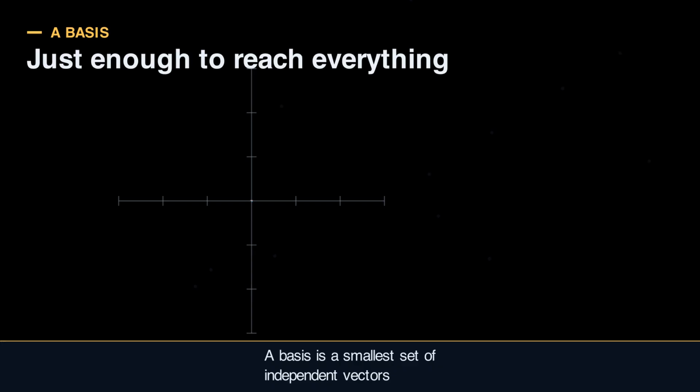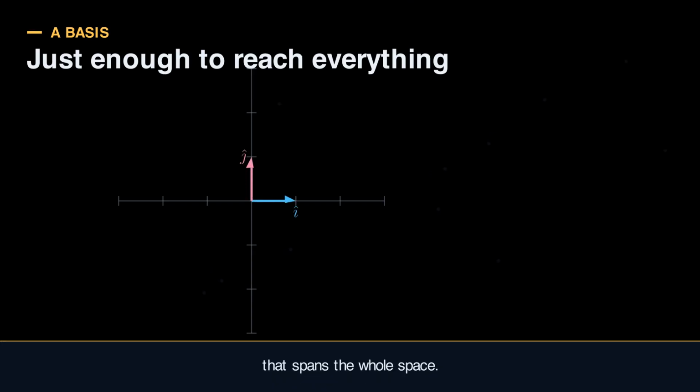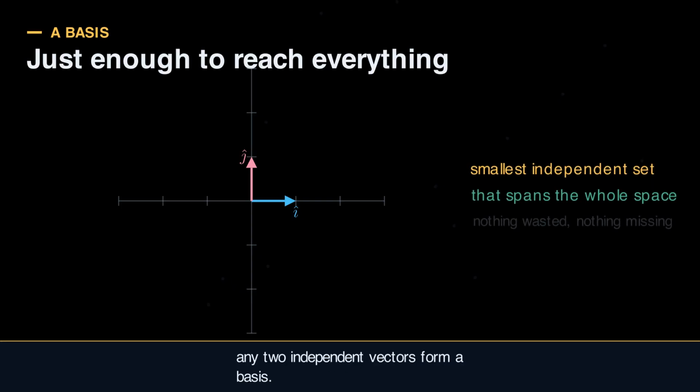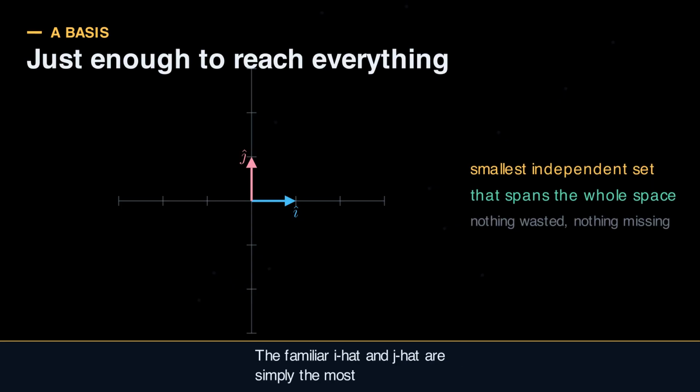This gives us the idea of a basis. A basis is a smallest set of independent vectors that spans the whole space. Just enough to reach everything with nothing wasted. In the flat plane, any two independent vectors form a basis. The familiar i hat and j hat are simply the most convenient choice.